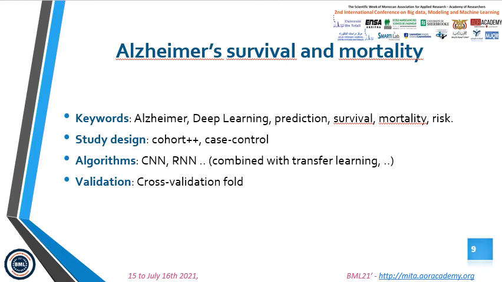Generally, these studies use the case control or cohort as a study design. Algorithms such as convolutional neural network, recurrent neural network, deep neural network, either simple or combined with another machine learning algorithm such as transfer learning or unsupervised types, and then they adapted especially by the cross-validation fold.